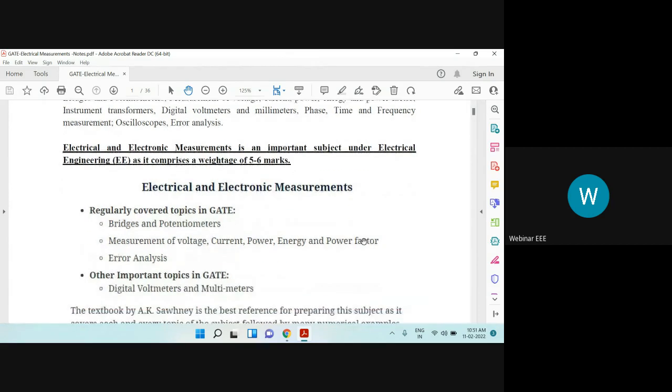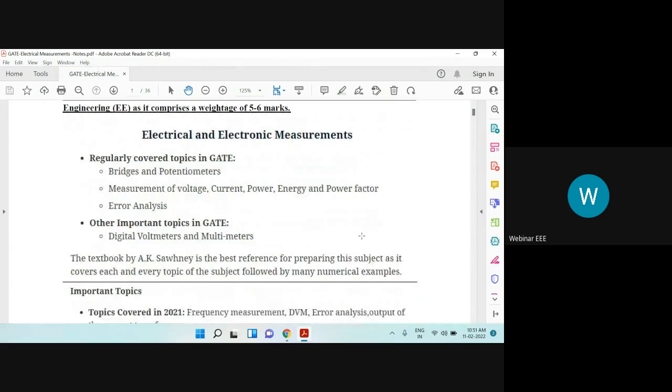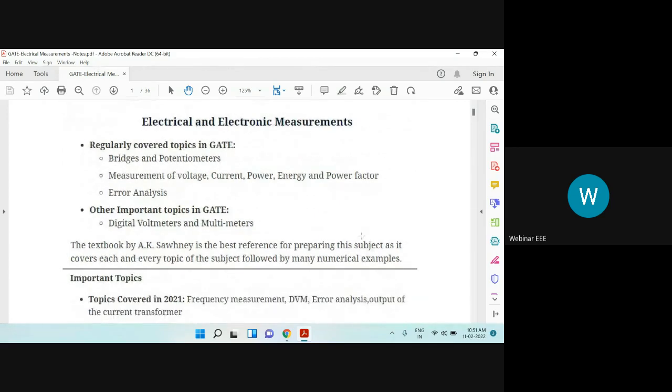This subject comes under electrical engineering and carries a weightage of 5 to 6 marks. Based on previous paper analysis, the major topics covered from the syllabus were bridges, potentiometers, and measurement of voltage, current, power, energy, and power factor. Some papers have also covered error analysis, digital voltmeters, and multimeters.